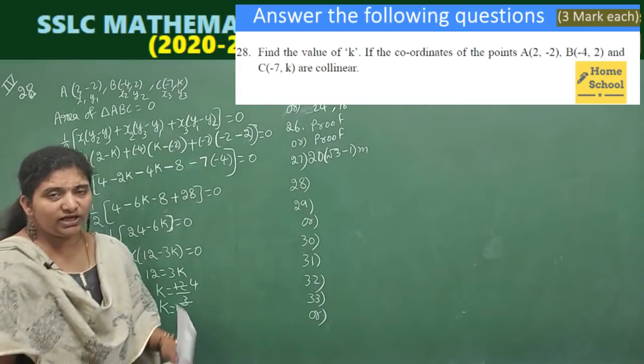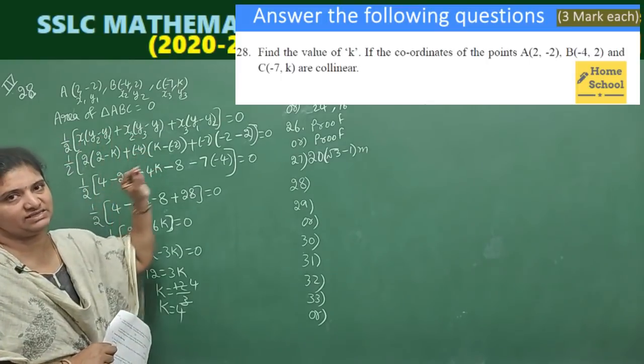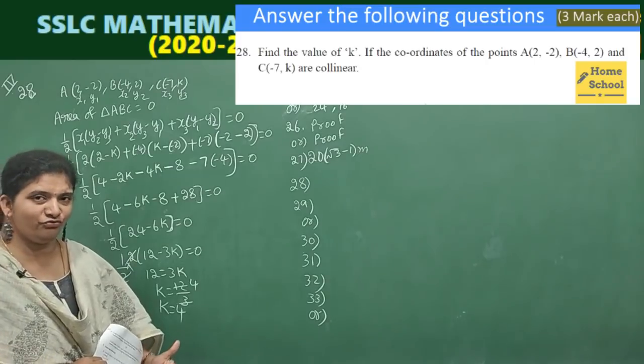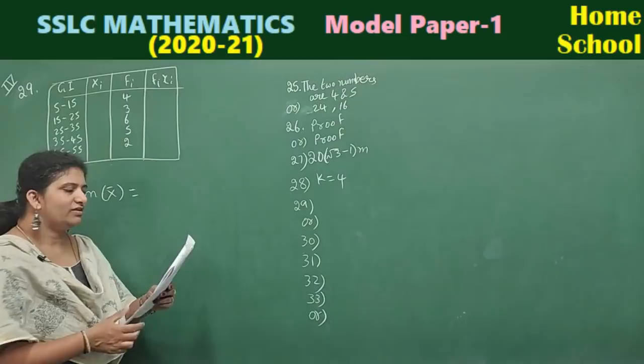If the coordinates are collinear, then area of triangle ABC is equal to 0. Apply the formula and find out what your k value is: 4. Therefore, your answer is k is equal to 4.